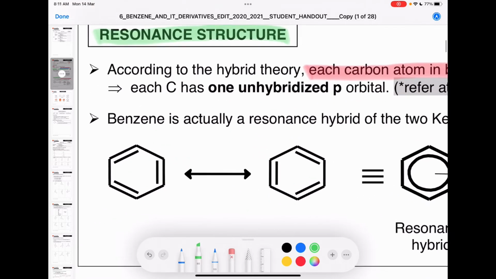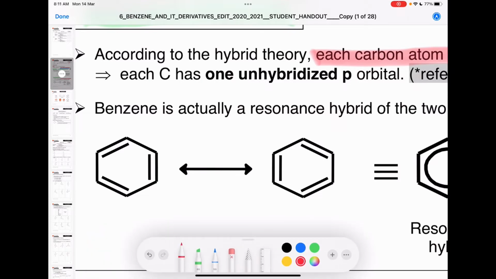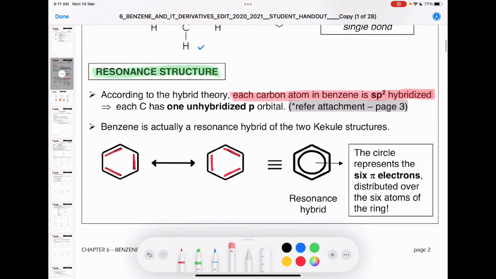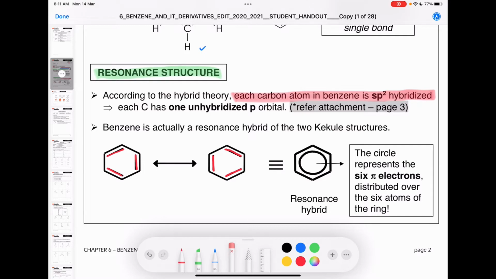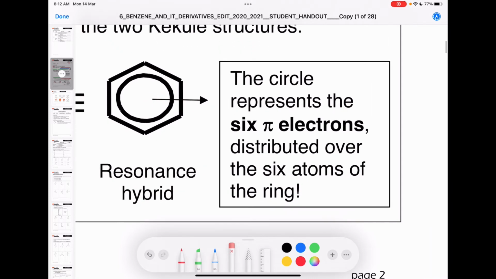So kita lihat ini. So maybe some of you will start drawing your benzene ring like this, where your double bond is at this side and alternate to this and alternate to this. But dia juga boleh dilukis seperti ini. Okay, so ini kita panggil sebagai resonance lah. And ada juga orang lukis seperti ini, bulat ni. So mari kita lihat apa dia kata. Now this drawing represent the 6 pi electron distributed over the 6 atoms of the ring.